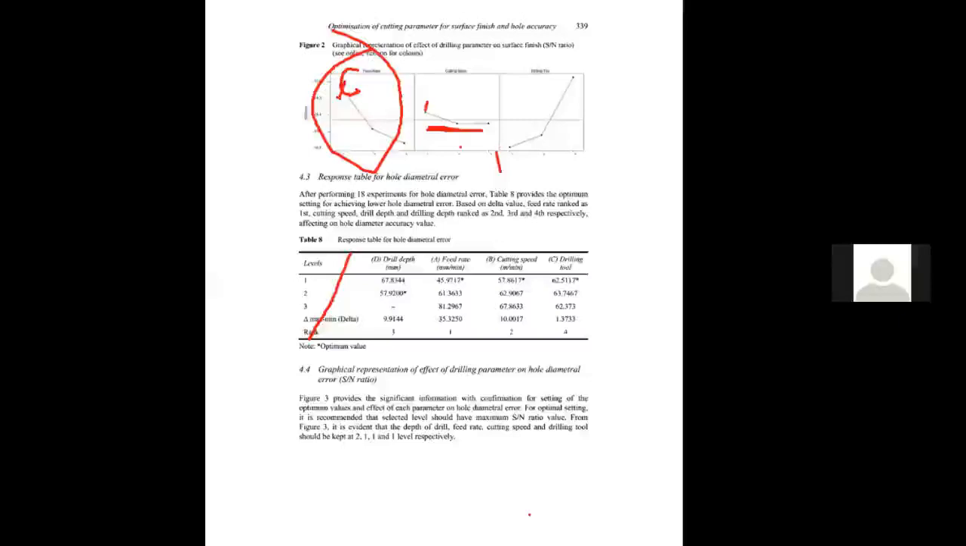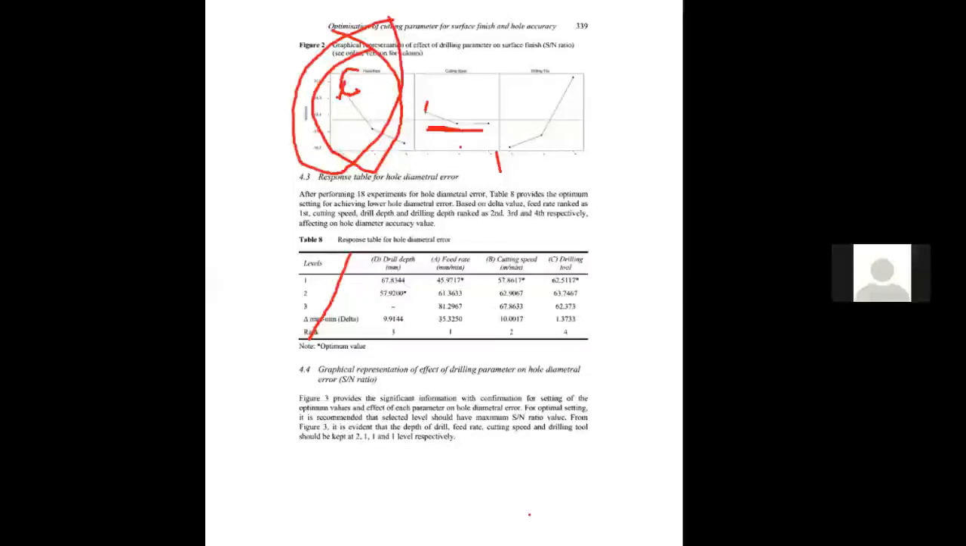And if there are no marginal deviations, then you can go for the minimum cost. For example, if I keep the cutting speed at 30 and the cost is 100 rupees, and if I keep the cutting speed at 40, the cost is 1000 rupees. In that case, I will go for the minimum cost. But in this particular graph, you can directly decide that I will keep feed at level 1.